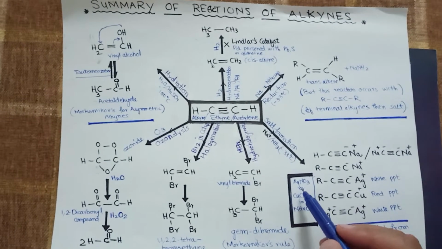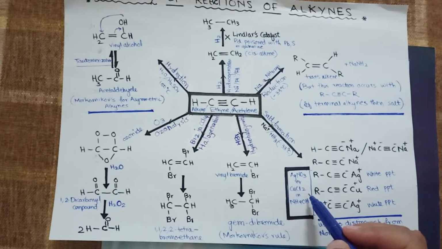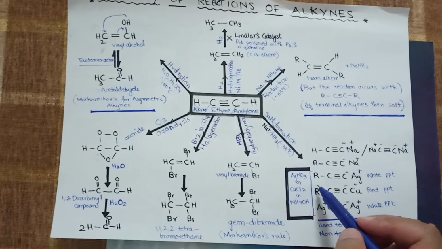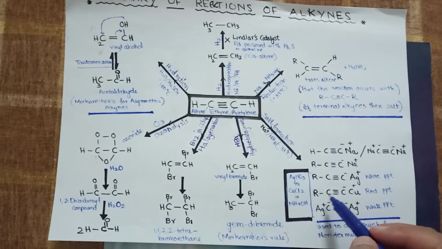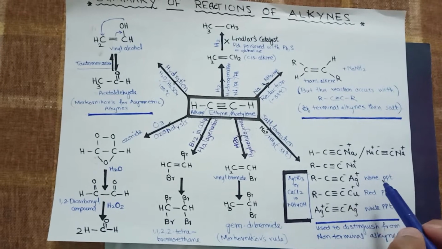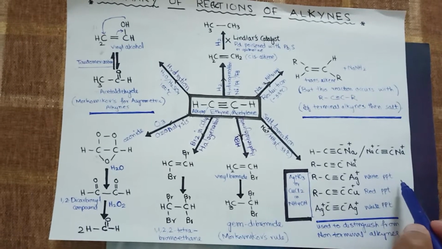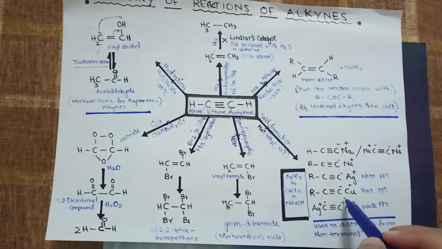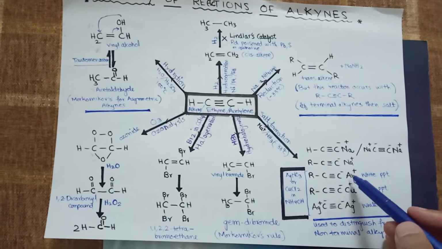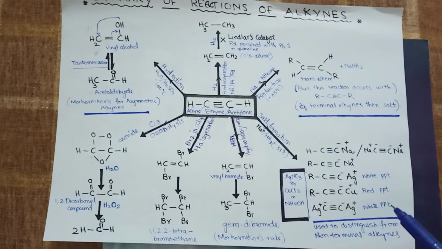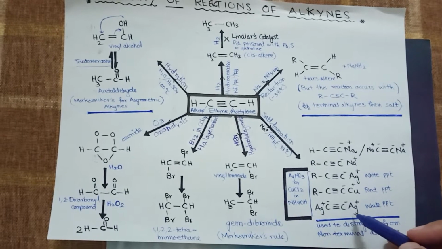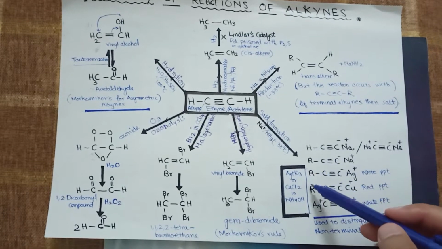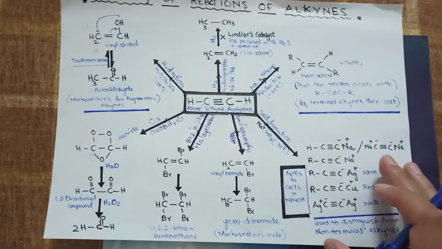Like here, if we use silver nitrate or copper chloride in the presence of ammonium hydroxide, we get silver acetylide salt or copper acetylide salt. In the case of silver acetylide salt, we will get a white precipitate along with ammonium chloride, and here we get a red precipitate with copper acetylide. Or similarly, if we have this type of acetylene, then we will get disilver acetylide or dicopper acetylide. So it depends on the type of alkyne which we are going to use.